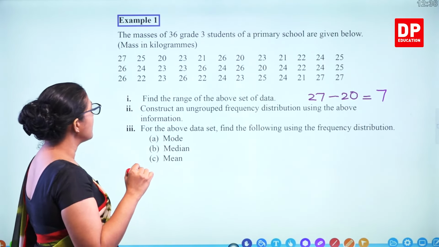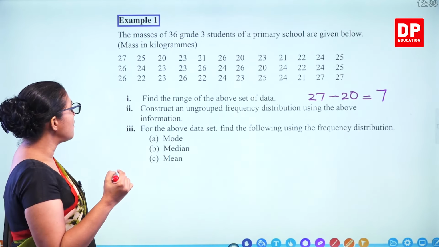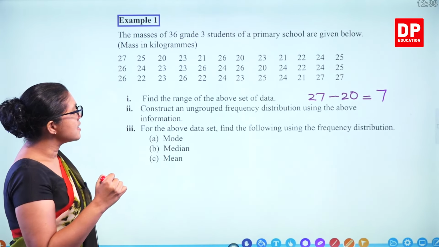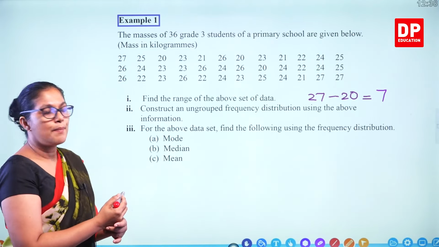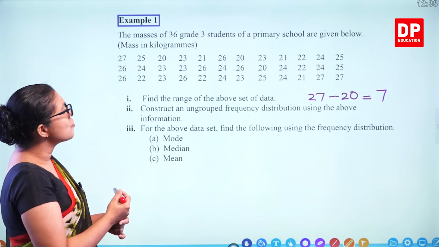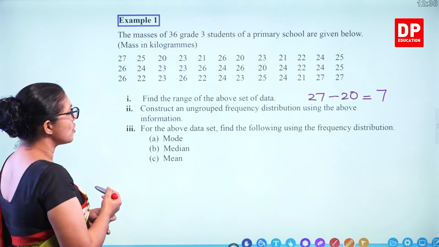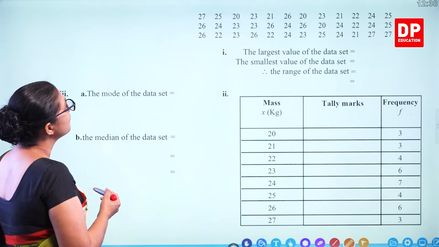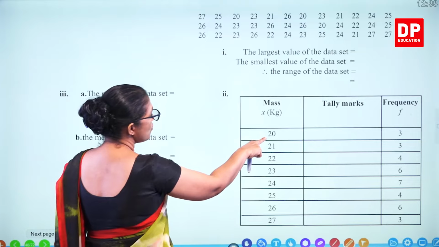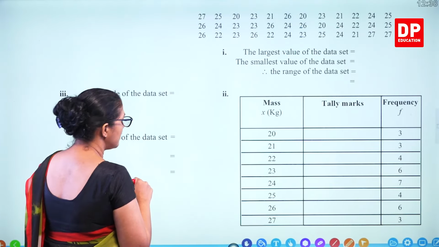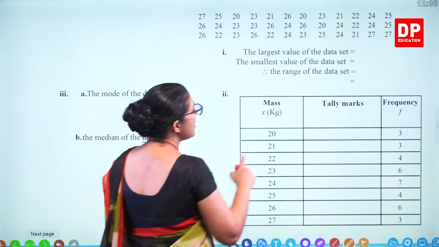So range is 7. Construct an ungrouped frequency distribution using the above information. For the above data set, find the following using the frequency distribution: mode, median, mean. So first we'll construct the ungrouped frequency distribution. So we can arrange that 20 to 27. So we got 20 to 27, and here we'll put tally marks.